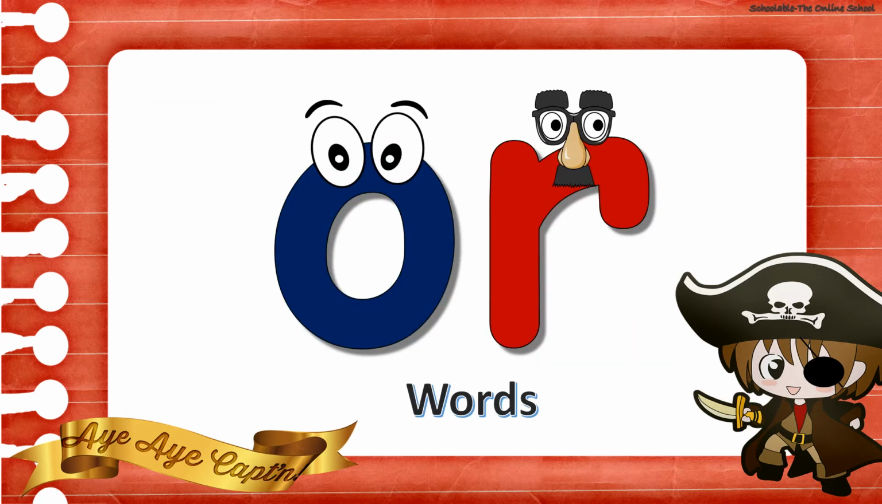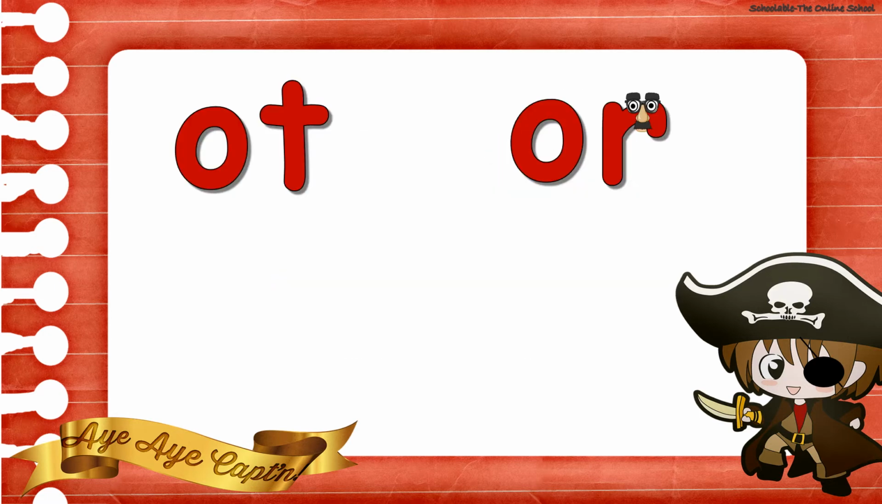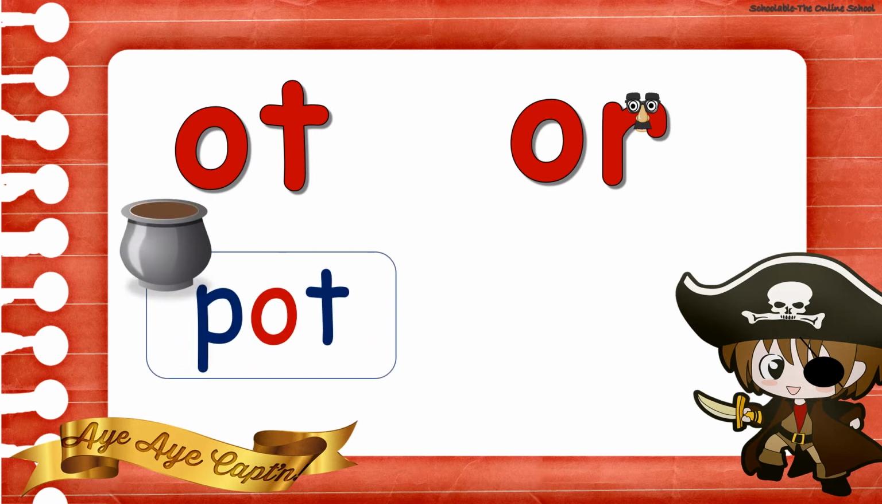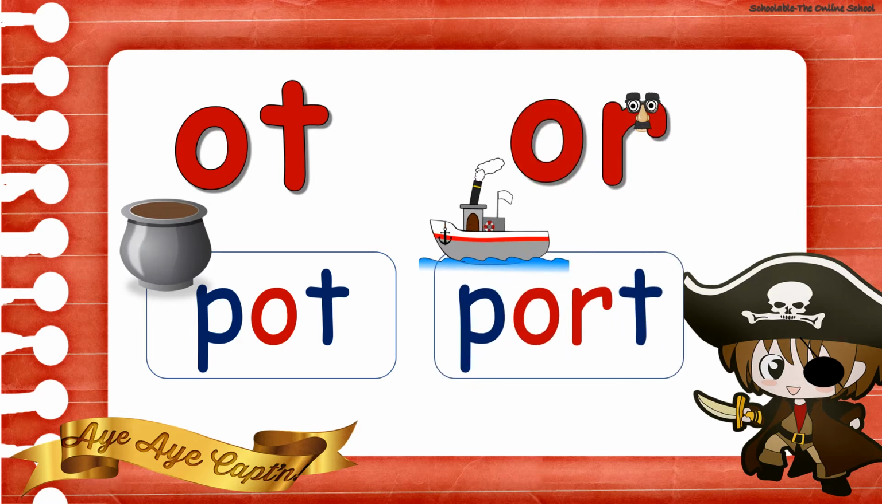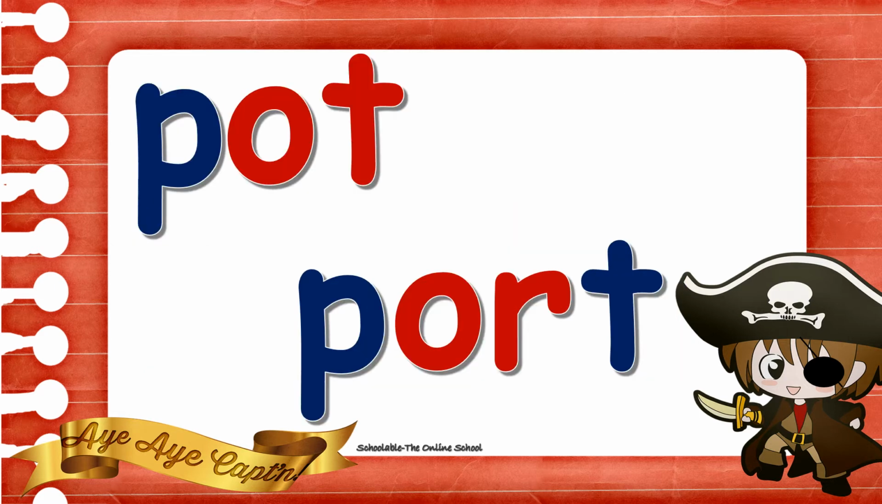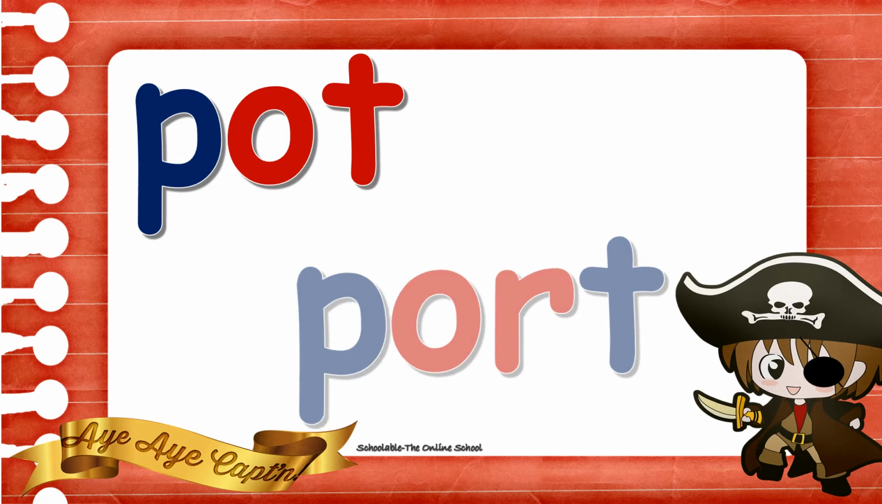When the letter O is followed by the letter R, together they make the sound "or." The sound of the letter O is "aw," as in octopus. P, o, t, pot. But the letters O and R make the sound "or," as in port. Let's practice again. P, o, t, pot. P, or, t, port.